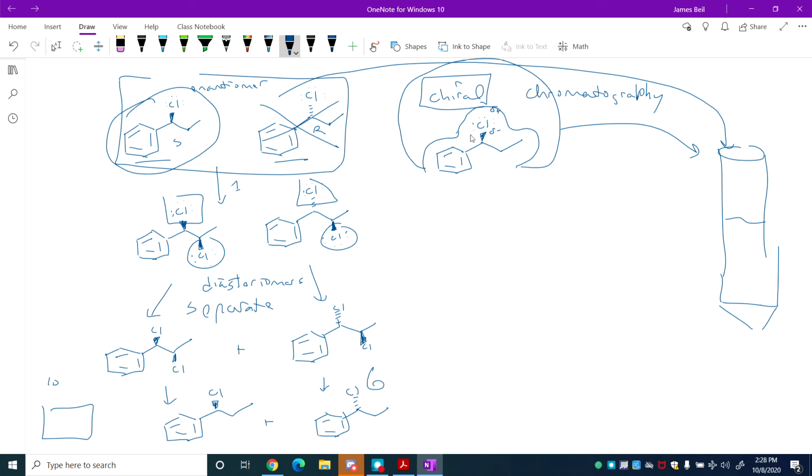So this S enantiomer would travel through slowly, and the R enantiomer wouldn't be able to form the same type of attractions due to its spatial difference, and so it would travel through more quickly. So I would collect in test tubes the R coming out first, and then I would bring in another test tube later to collect the S when the S comes out. So that's the gist of how chiral chromatography works. Questions about that?